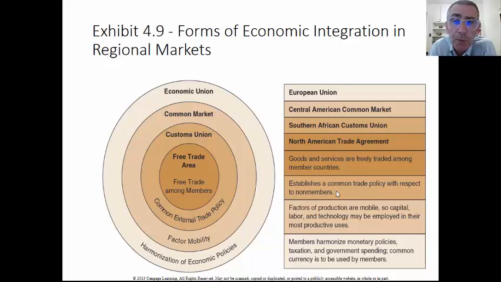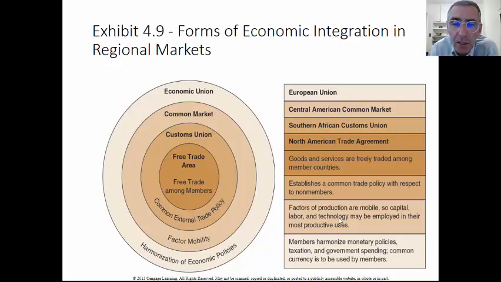Moving on to the common market. The Central American Common Market, where factors of production are mobile, so capital, labor, and technology may be employed in their most productive uses. You know what we're doing here? We're getting rid of borders, which is exactly the opposite of what we're doing right now. We're building a bigger wall with Mexico. What the European Union has today is an evolution of its economic union, and the first step was something called the Schengen Agreement, where they agreed to actually get rid of the borders. That's it. Imagine driving to Canada, driving to Mexico with no borders. You just drive in and out whenever you feel like it. Well, that's what the European Union did at the common market level.